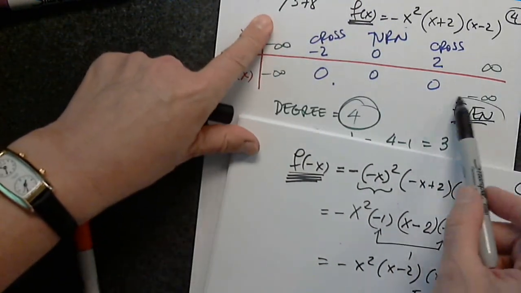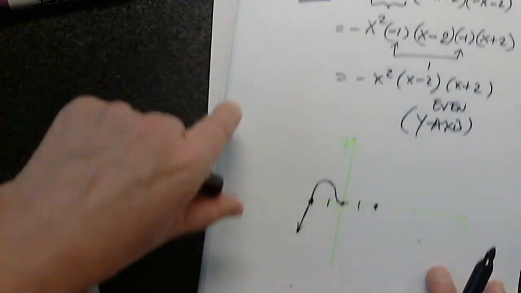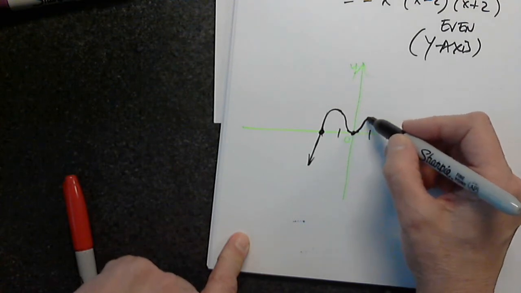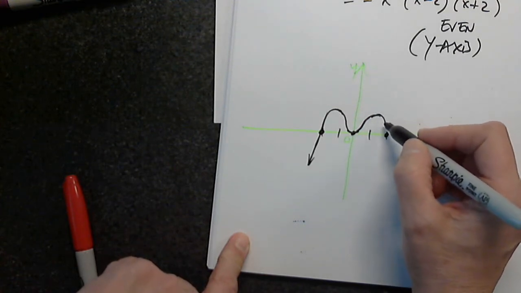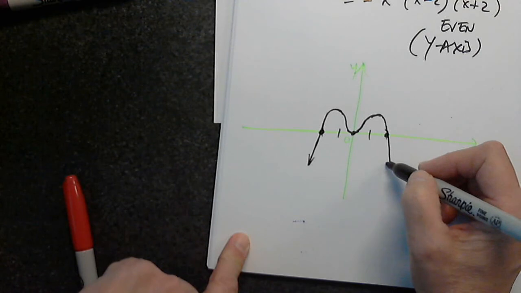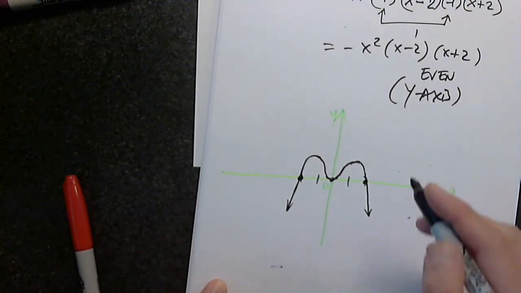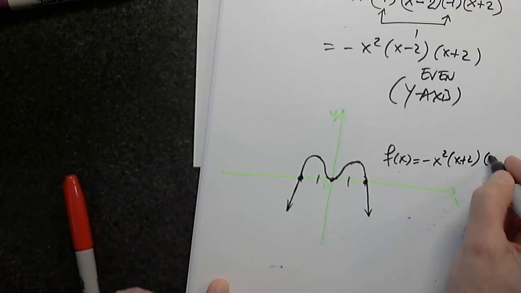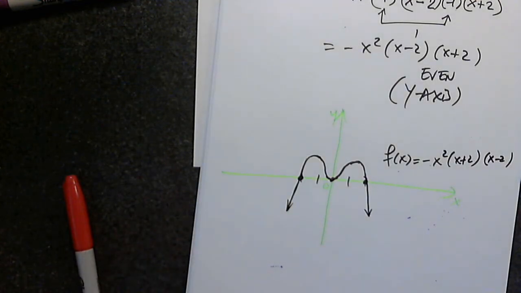Why? Because I know the function is even. Whatever I have on this side, I have to have a copy on the other side. I can never make it perfectly symmetric. Almost, but never really perfect. So this is our graph: negative x squared, (x + 2), (x - 2).